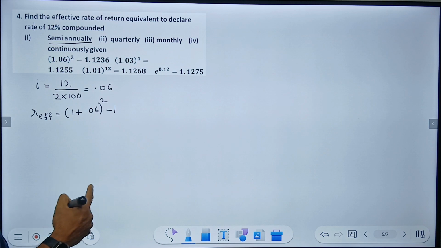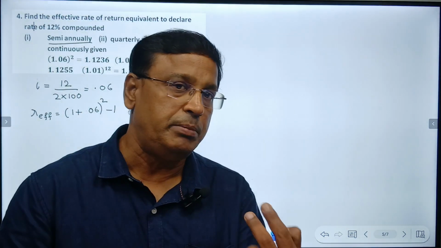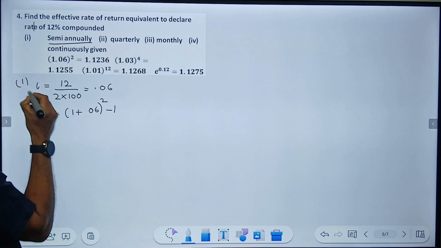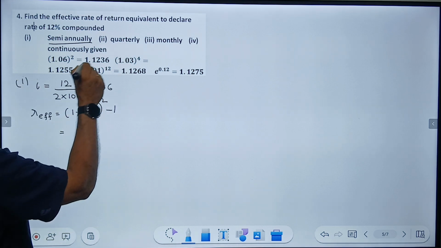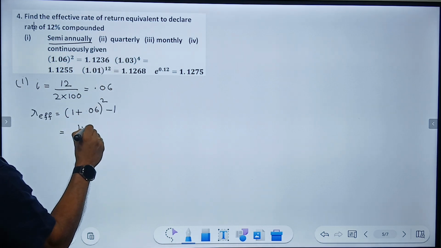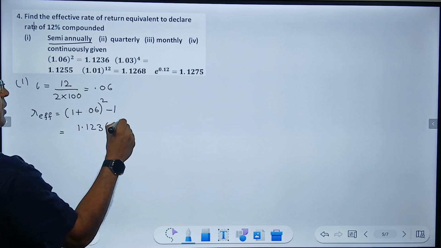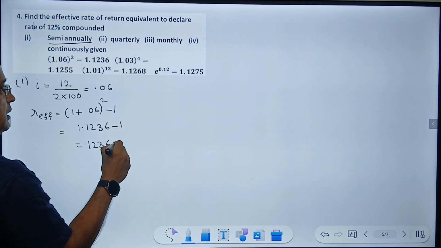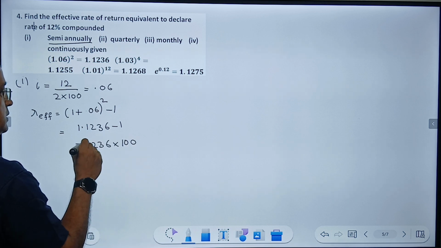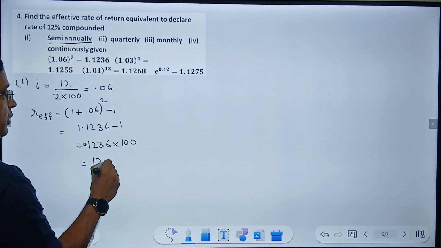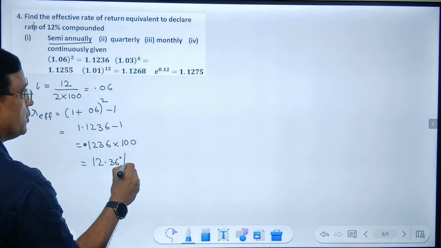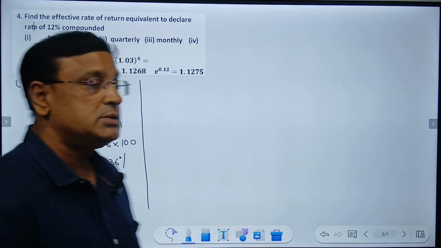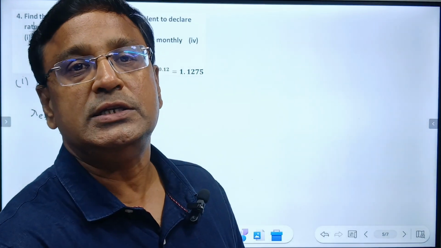Why is it whole power 2? Because it is semi-annually, you're going to pay 2 times. So this is the first subdivision. Okay, so it's clear to you. So this is 1.06, value is given, 1.1236 minus 1, which is 0.1236, multiplied by 100 to convert it to percentage. That will be 12.36%. So I'm done with it. If it is semi-annually, my 12% effectively means 12.36%.